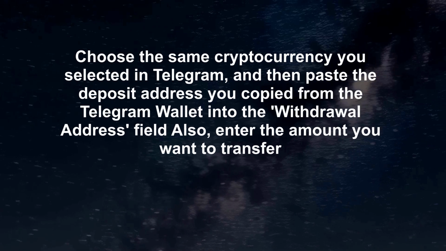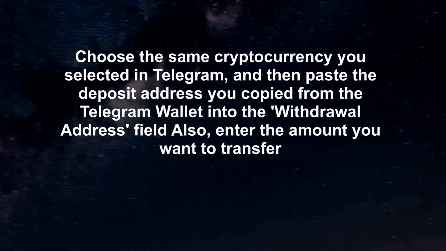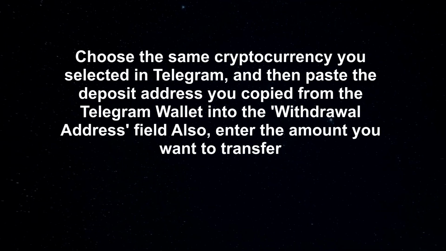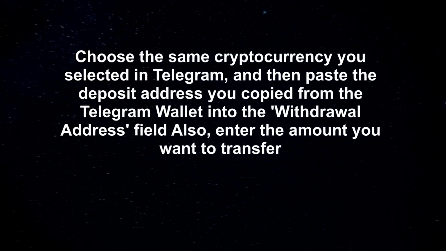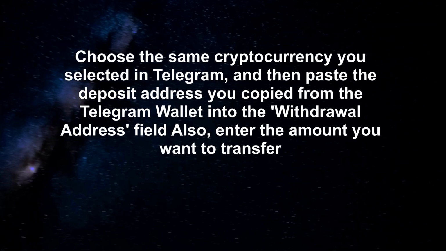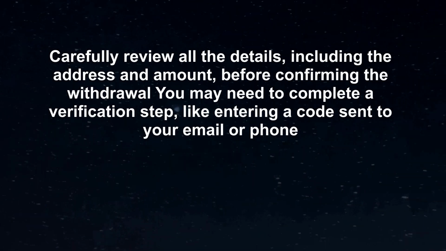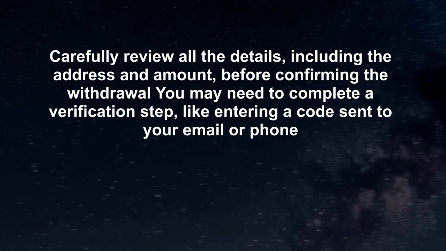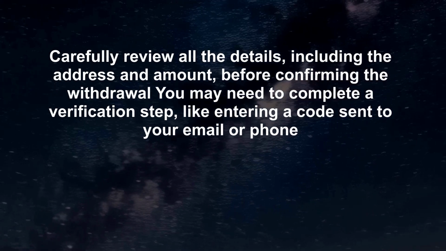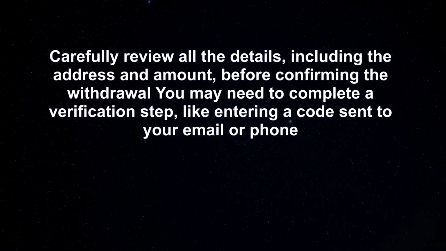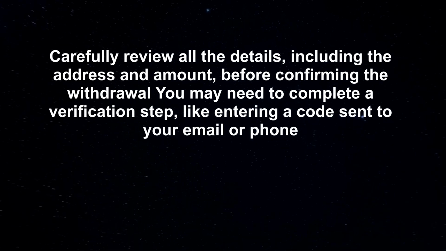Choose the same cryptocurrency you selected in Telegram, and then paste the deposit address you copied from the Telegram wallet into the withdrawal address field. Also, enter the amount you want to transfer. Carefully review all the details, including the address and amount, before confirming the withdrawal. You may need to complete a verification step, like entering a code sent to your email or phone.